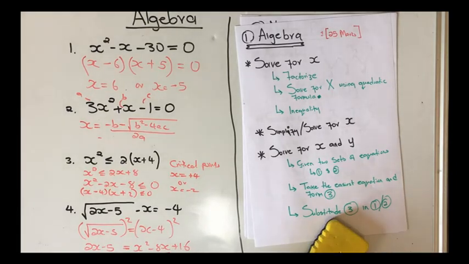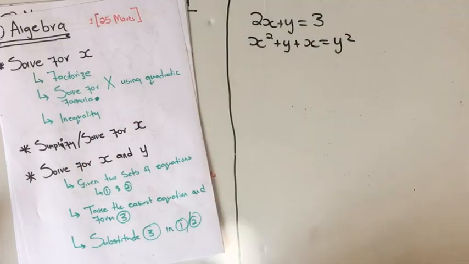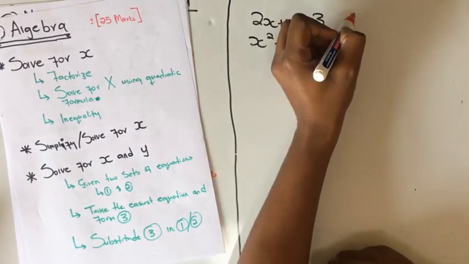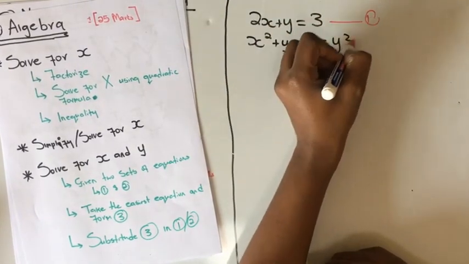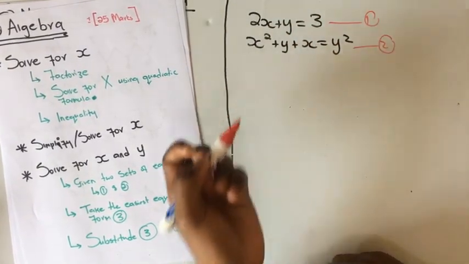Alright, so the last type of problem in algebra that we usually come across in the exam papers is the simultaneous equation, where you're solving for both x and y at the same time. Let's quickly look at that. As I've said, you're given two equations and you need to solve for two variables. The first thing you do is name your equations. Let's say this is my equation 1, this is my equation 2, as it is given.